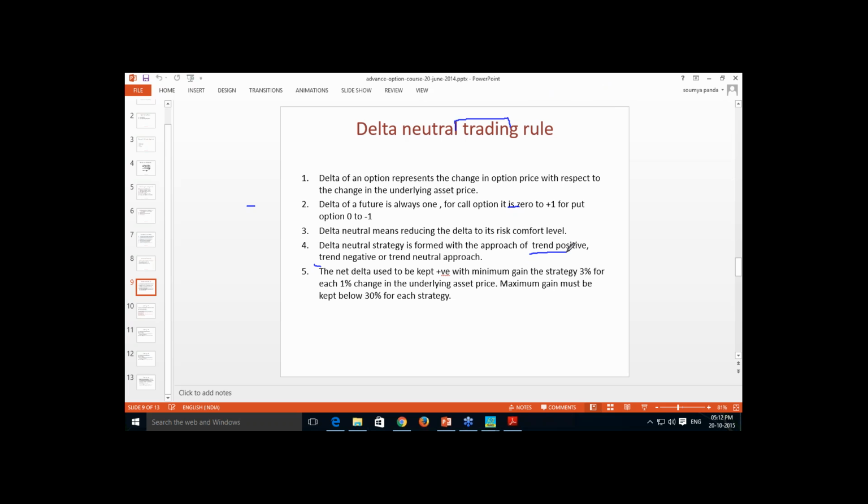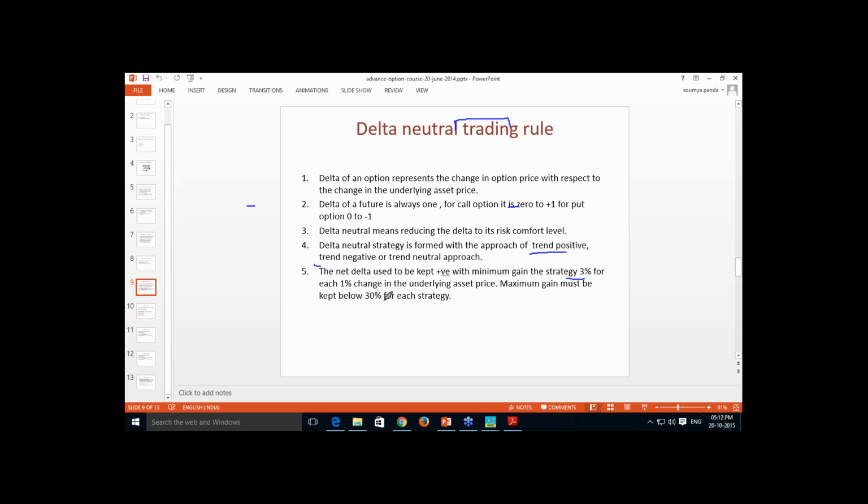You have understood the delta of these options, call options, put options and futures. You have understood what delta neutral is. You have understood three different ways of forming a delta neutral strategy based on the market expectation. The last part: whenever you form this net delta neutral strategy, this net delta, at minimum, you have to keep within a range of 30%.